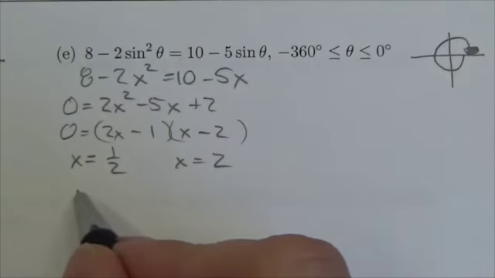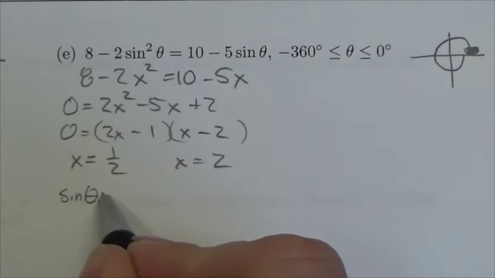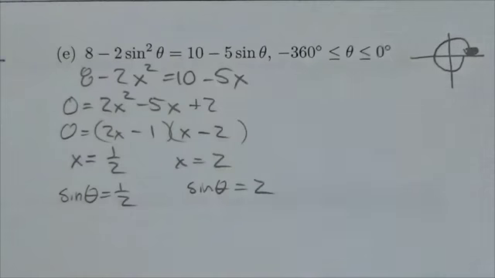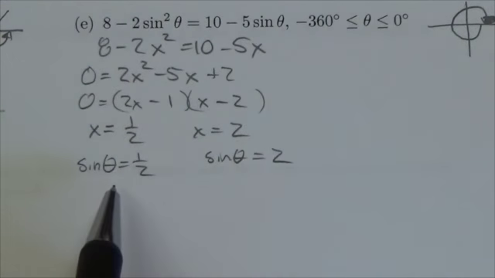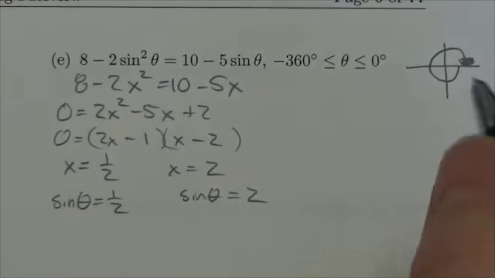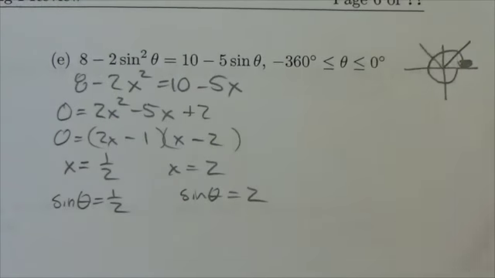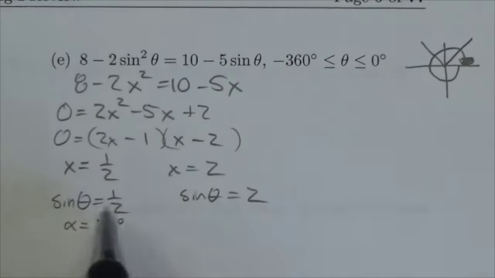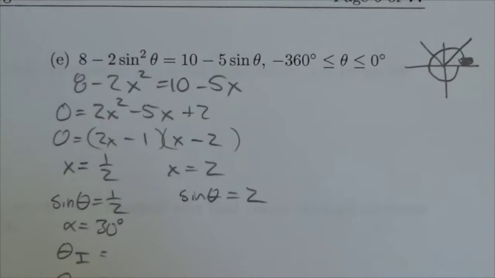Okay, so now I can go back to my trick. So sine of theta is equal to 1/2, or the sine of theta is equal to 2. Now, sine is equal to a positive half, positive value, in quadrants 1 and 2. The reference angle here is going to be 30 degrees. That's the angle that links sine and a half. And now I've just got to put that in quadrant 1, and I've got to put that in quadrant 2.